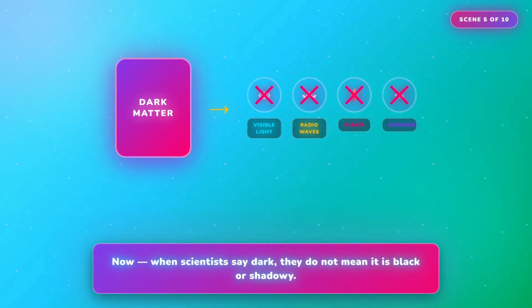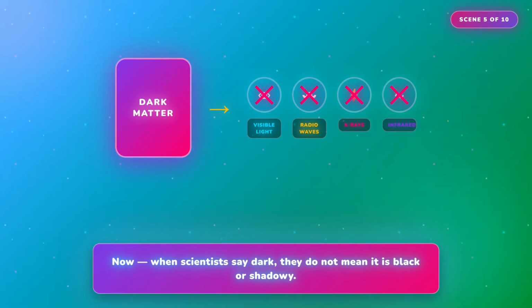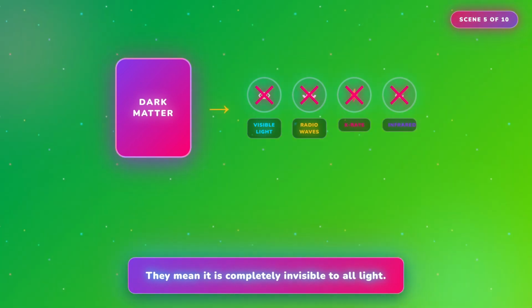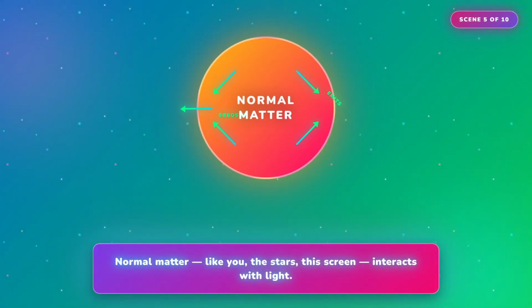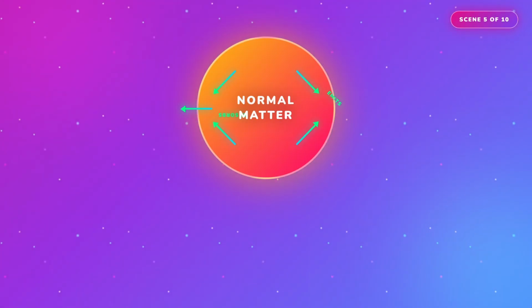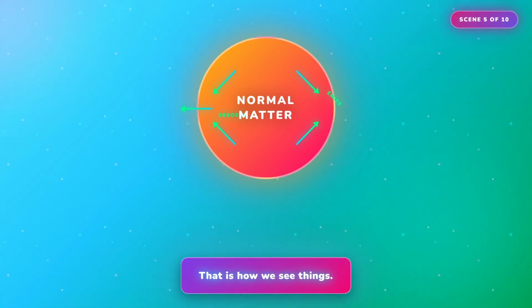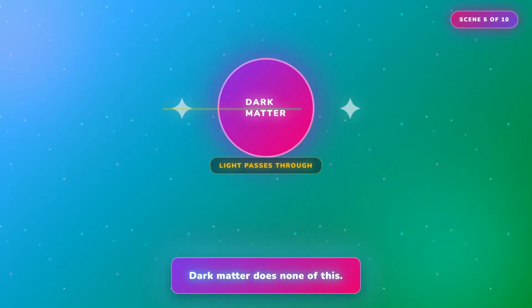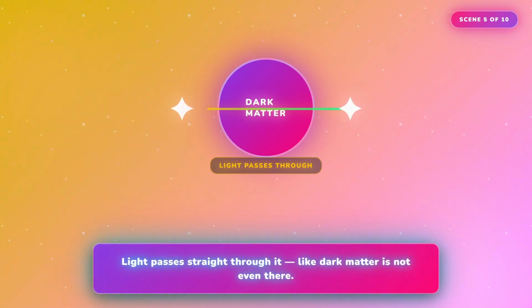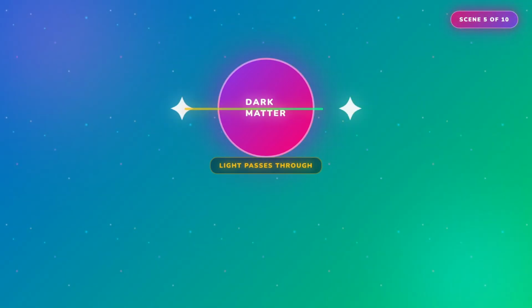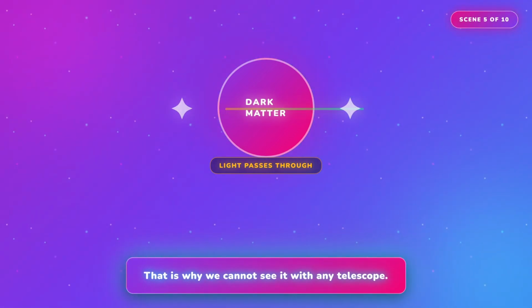Now, when scientists say dark, they do not mean it is black or shadowy. They mean it is completely invisible to all light. Normal matter, like you, the stars, this screen, interacts with light. It absorbs it, emits it, reflects it. That is how we see things. Dark matter does none of this. Light passes straight through it, like dark matter is not even there. That is why we cannot see it with any telescope.